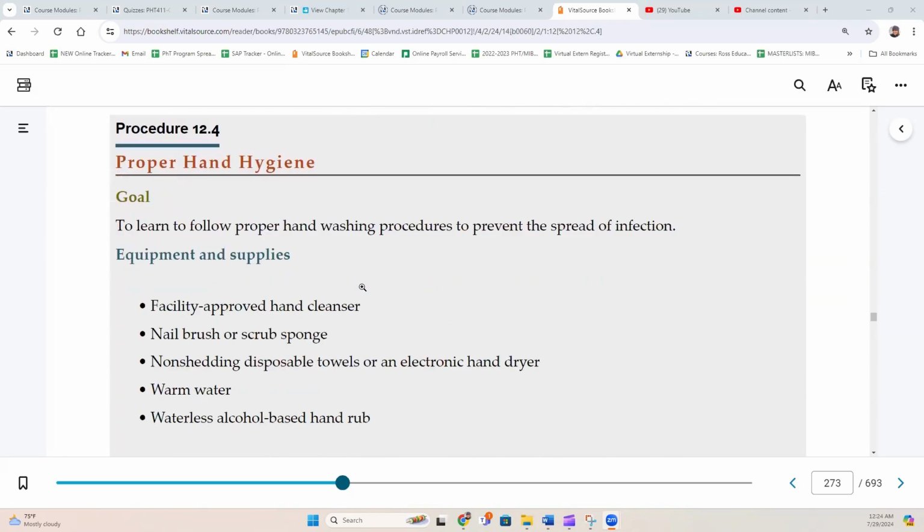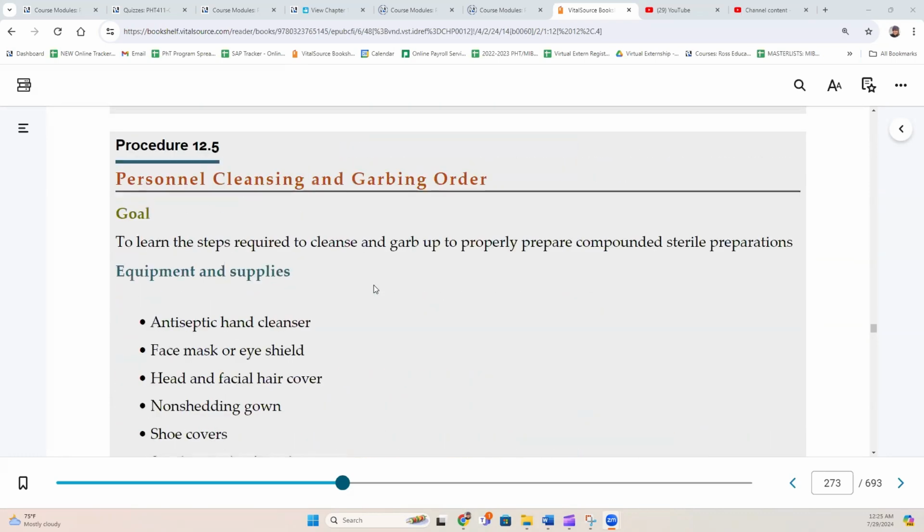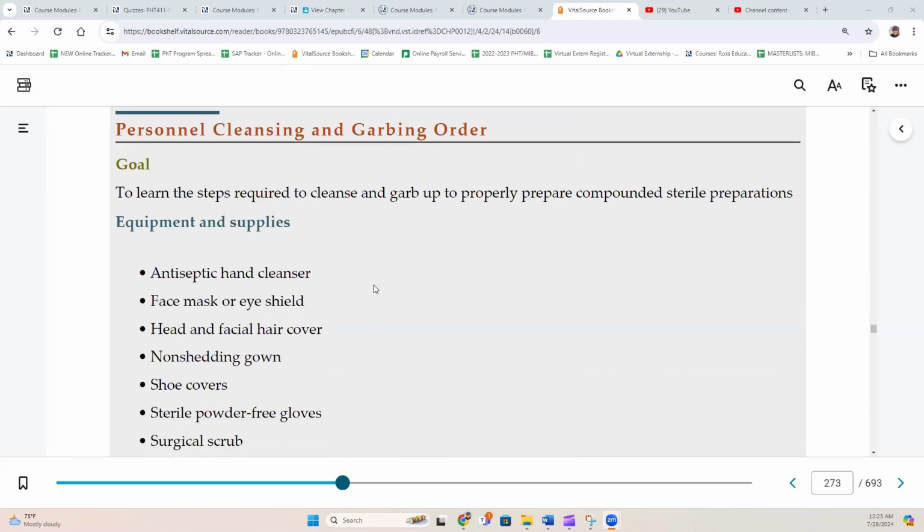Procedure 12.4 is on proper hand hygiene. Procedure 12.5 is on personal cleansing and garbing order.